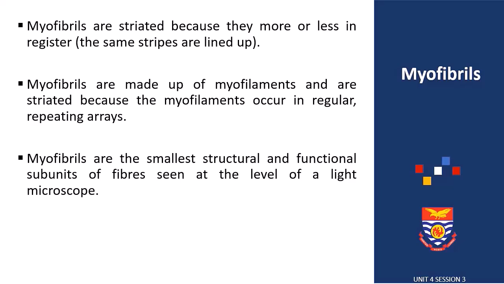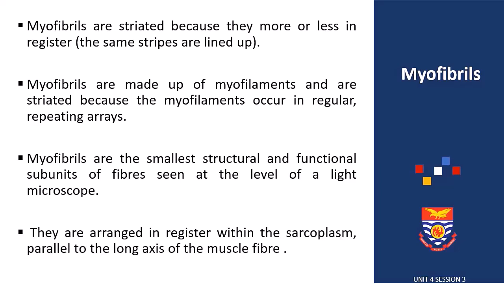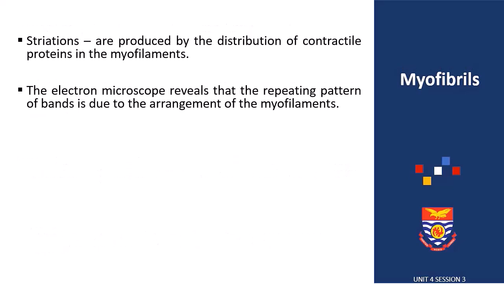The myofibrils are composed of protein structures called myofilaments. They are also arranged in register within the sarcoplasm, parallel to the long axis of the muscle fiber. The striations, which is the alternation of dark with light bands in the fibril, are produced by the distribution of contractile proteins in the myofilaments.